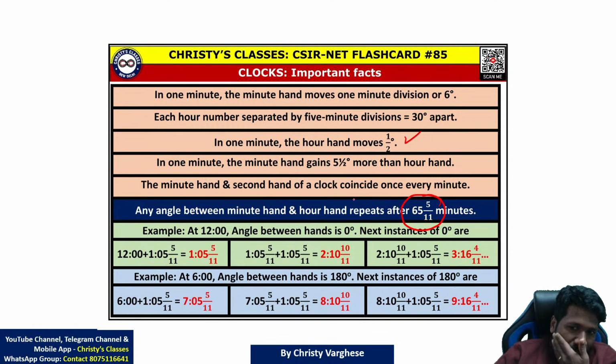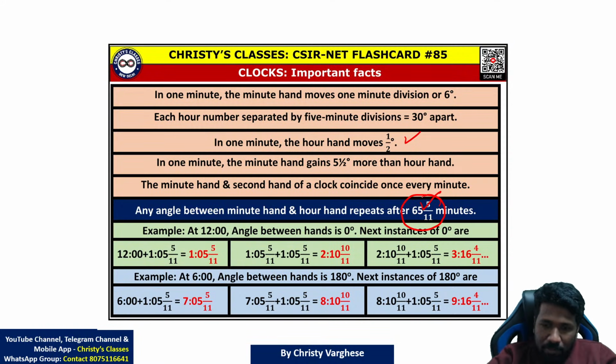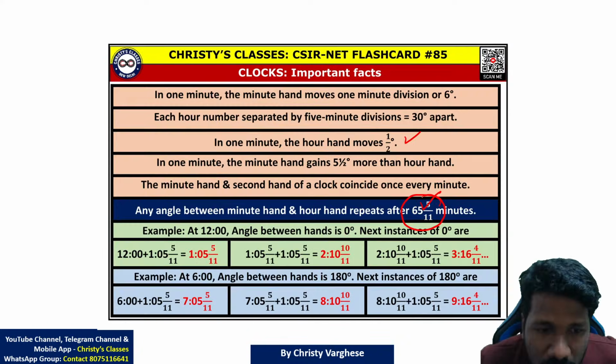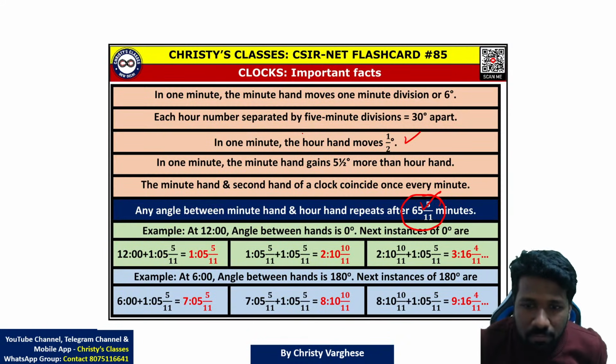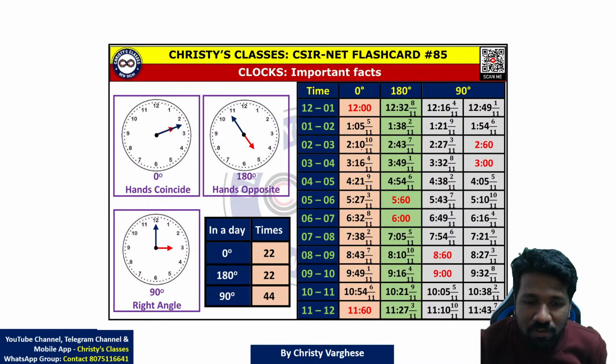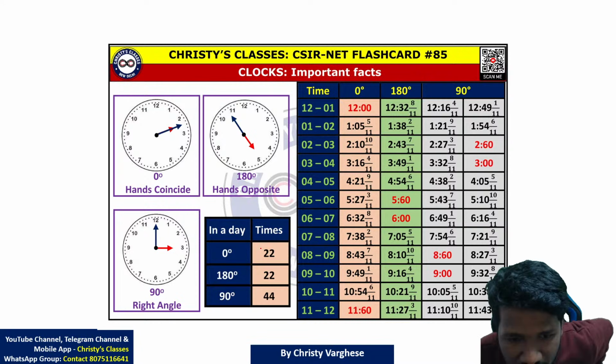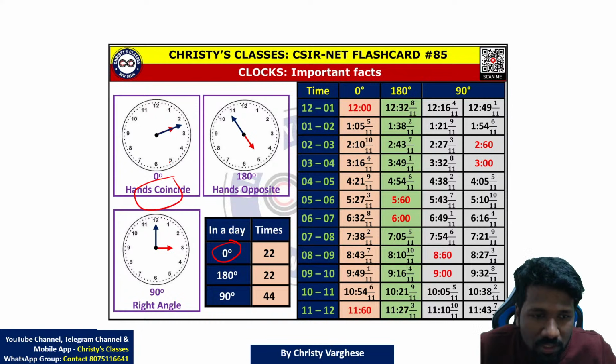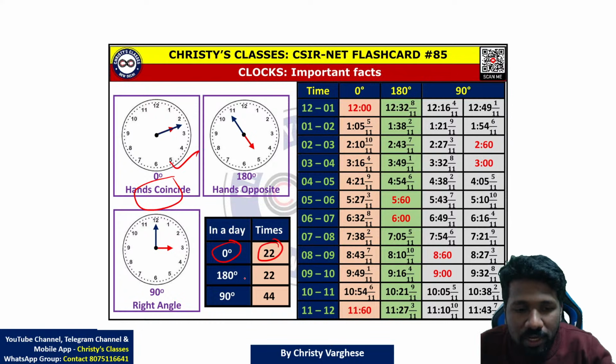Angle between minute hand and hour hand repeats after 65 and 5/11 minutes. Then उसका specific question पूछ सकता है. Minute hand and hour hand will coincide how many times in a day? So coincide means 0 degree, like this. So 22 times in a day.